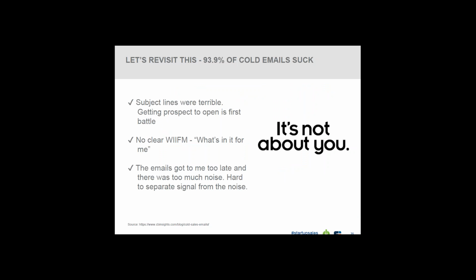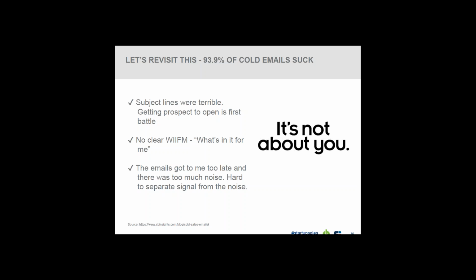The biggest challenge these emails have is that the subject lines are terrible, right? Your first challenge, the first gate you have to get past, is getting somebody to open your email, and your subject line is the way that happens. If they don't open it, even if the body of your email is great, you're dead in the water. The other big thing is there's no clear what's in it for me, right?